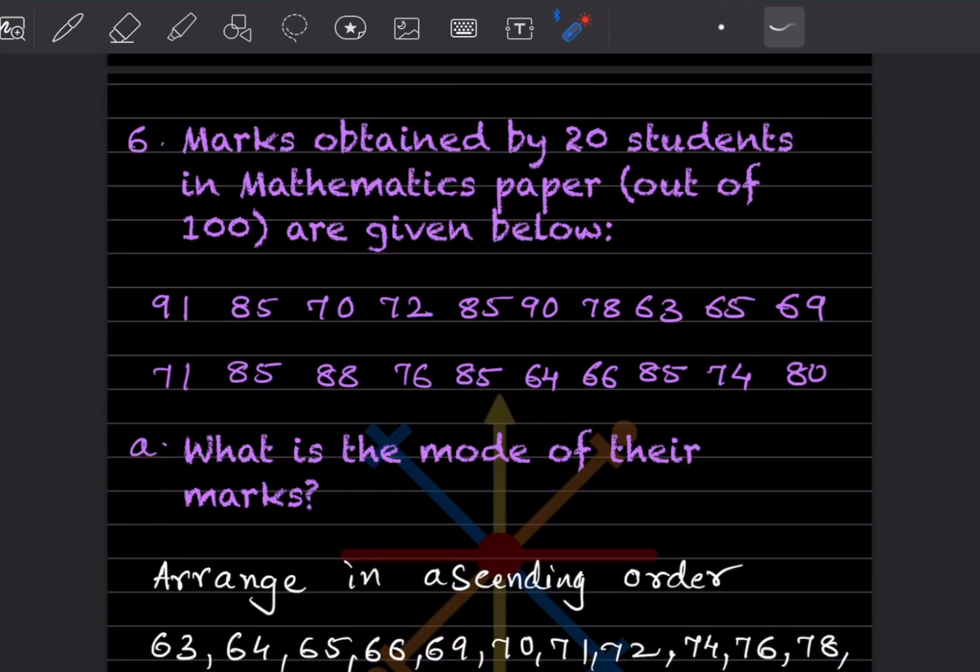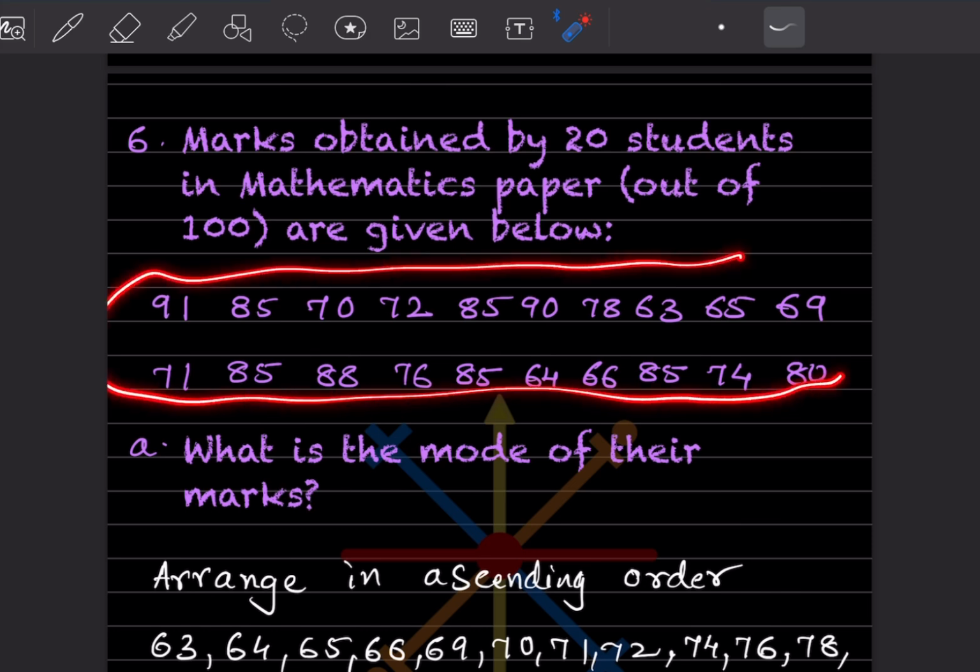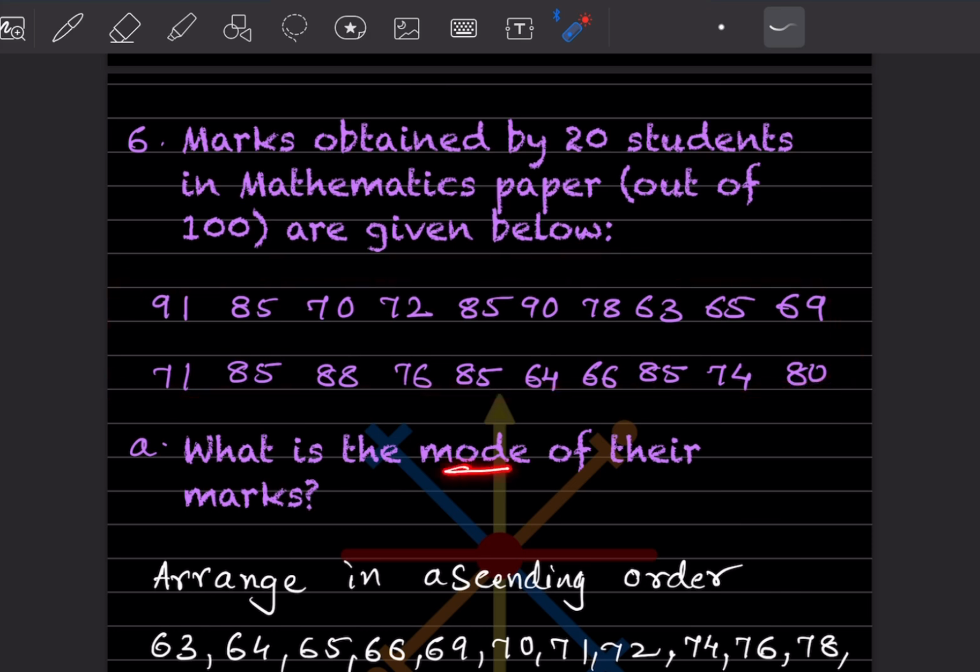So now let us see how to do this one. Marks obtained by 20 students in a mathematics paper out of 100 are given below. So these are the marks given. And they have asked what is the mode of their marks. So mode means the number which occurs more than once.